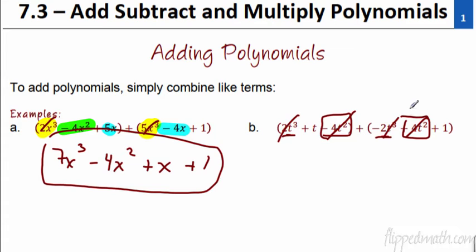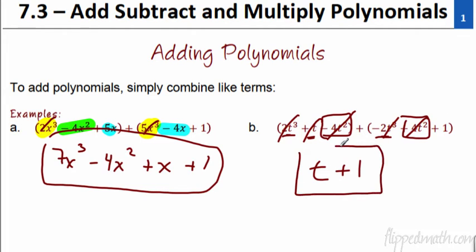We go down to the next term, t to the first. That's all I have here. There's no other terms, so I'm going to bring that down. T to the first. Do you write the first? You can if you want to, but you don't need to. But that's gone now, and we're left with another 1. So this one simplifies to, when you combine the like terms, t plus 1. That's as easy as it gets.